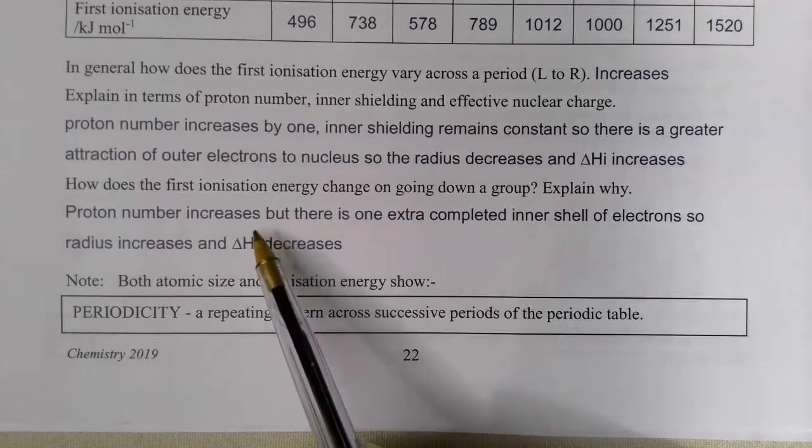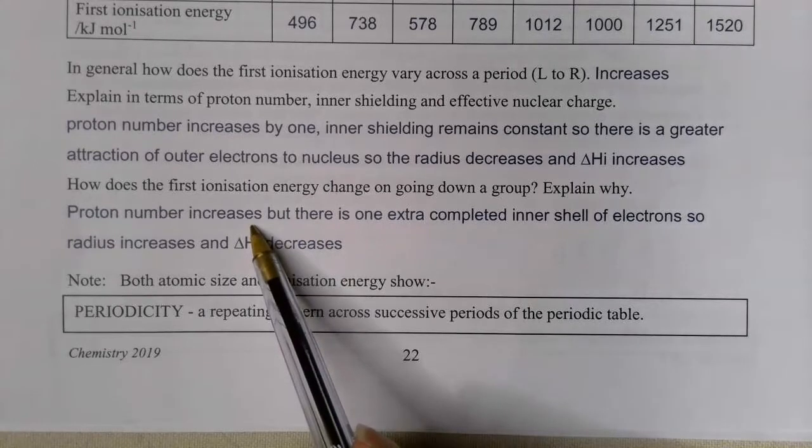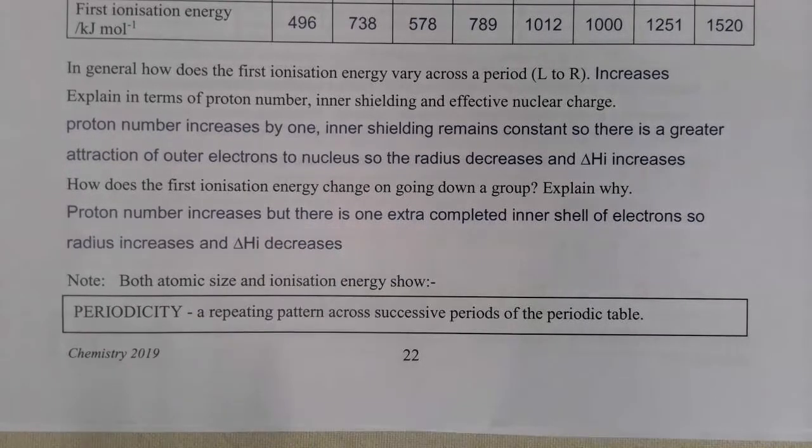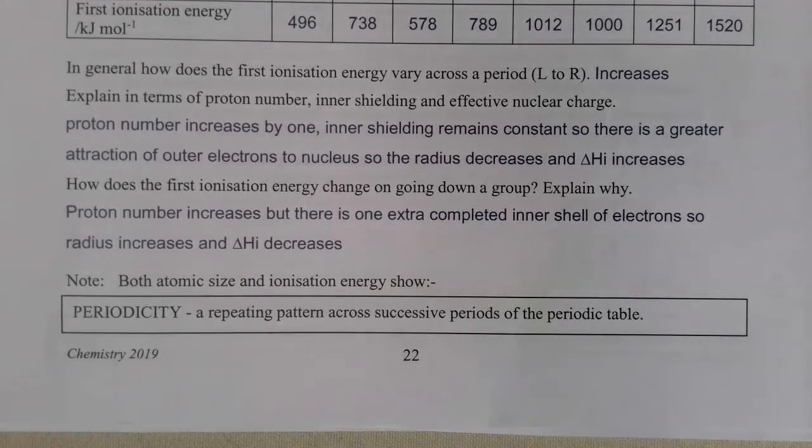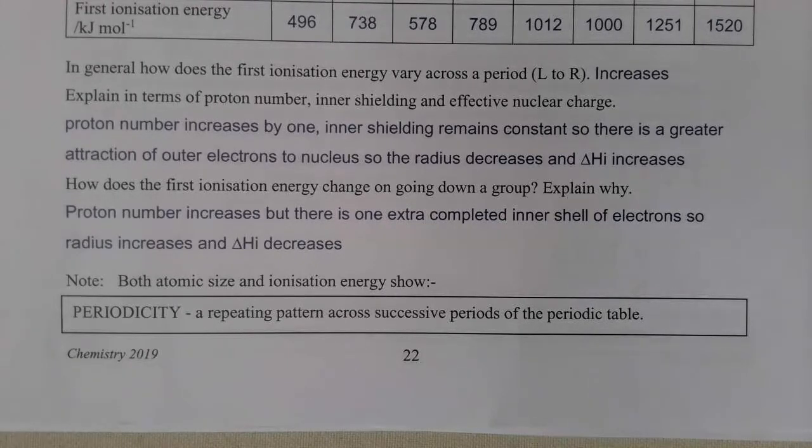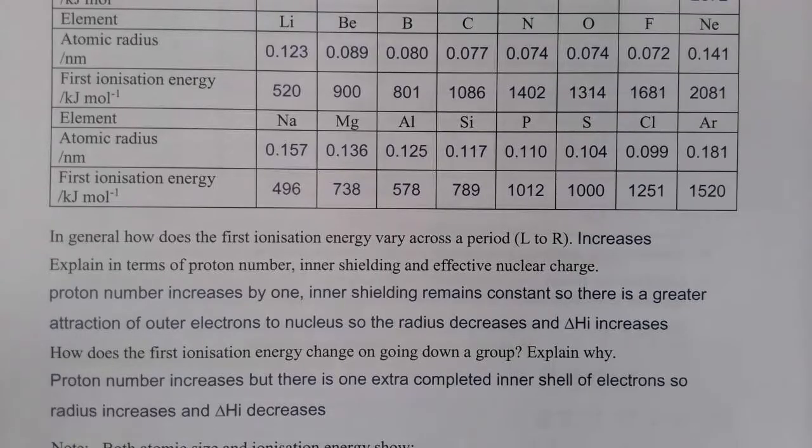So as you go down that group, yes, the proton number increases, but you've got a complete inner shell of electrons, so shielding and radius increase, and hence the first ionization energy decreases. So that's the general trends for both going across a period and down a group. But you might have spotted there are a couple of discontinuities. In other words, changes to this general pattern.